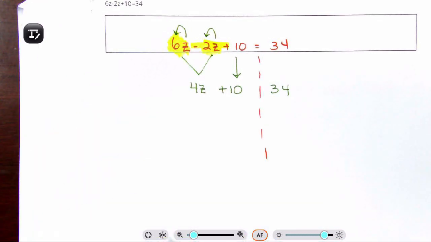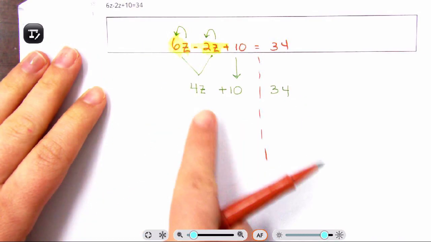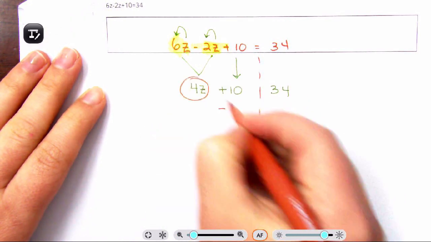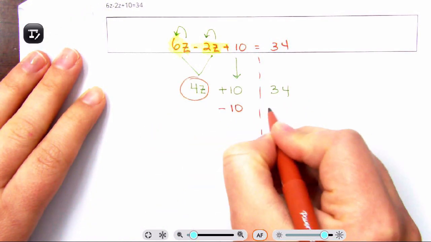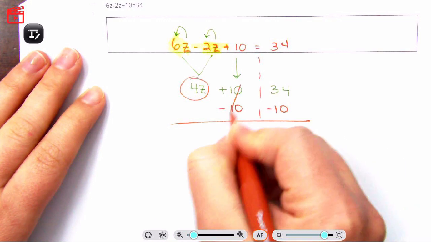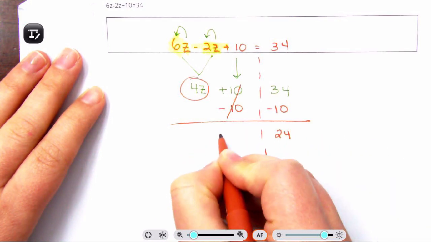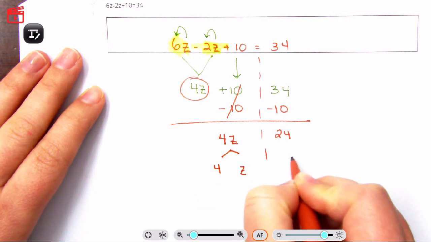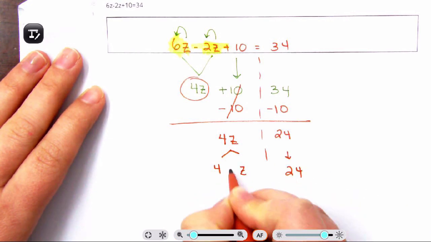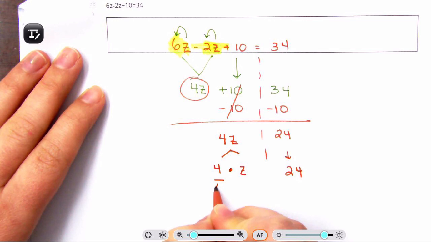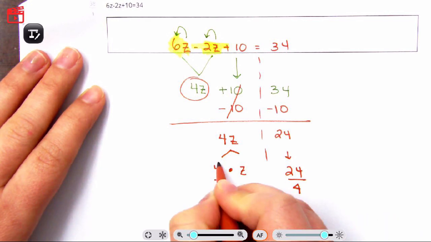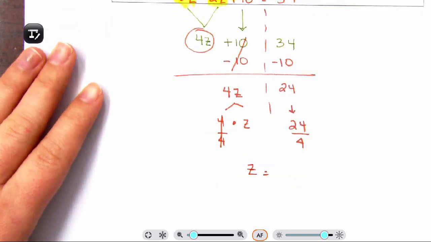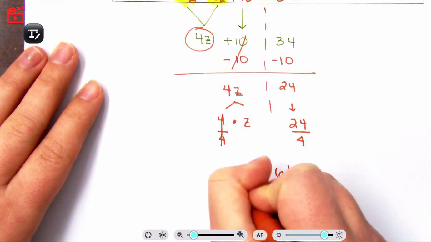So this one maybe is going to take us 3 steps. So this is step number 1, step number 2, and then we're going to have step number 3. Now we're going to put 4z in a bubble. I'm going to subtract 10 from both sides. So I have 24 is equal to 4z. How are 4 and z attached? 4 and z are attached by multiplication. How do we undo multiplication? By division. So I'm going to divide by 4. So z is equal to 24 divided by 4, which is 6.